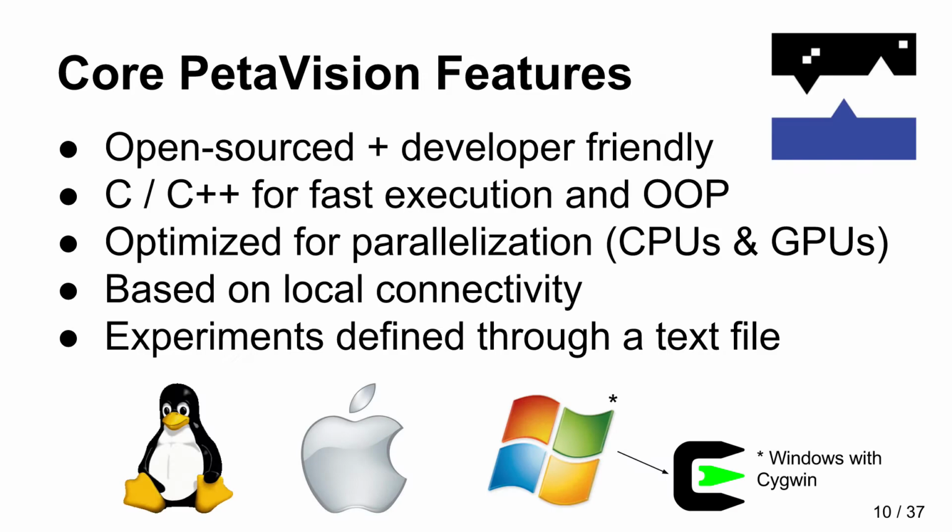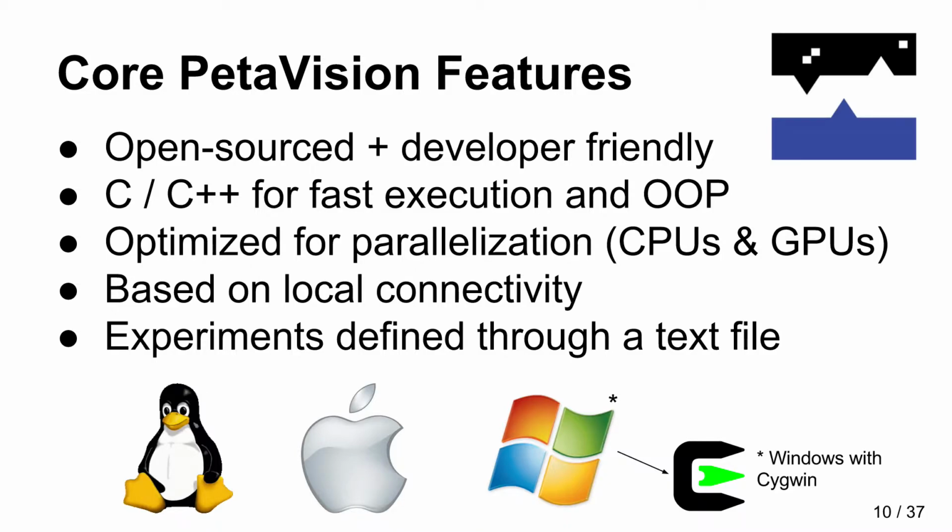Here are some of the core features of PetaVision. It's open source and developer friendly, namely object-oriented C++ with fast execution in C. We have put a lot of effort into optimizing for parallelization, and I'll speak more on that in the next slides.